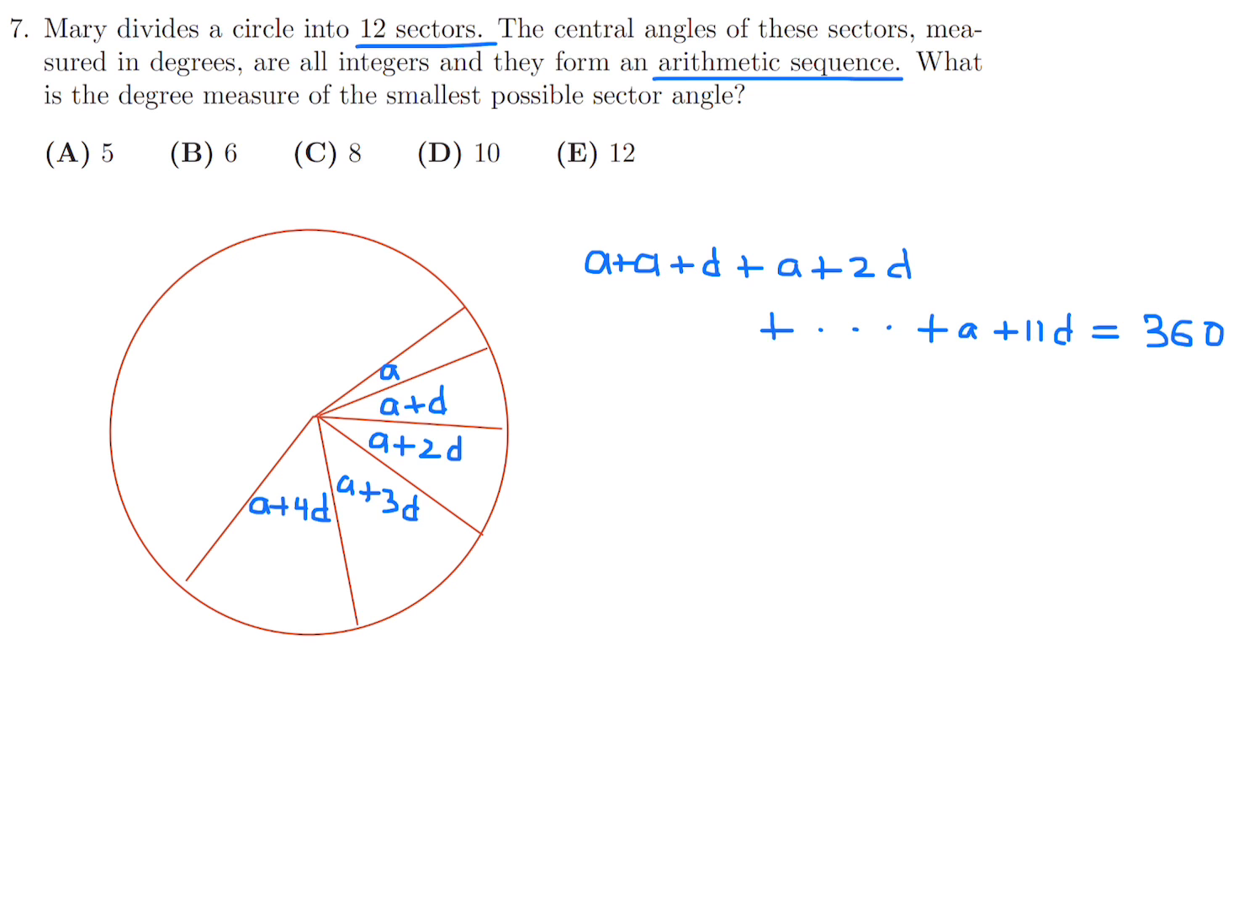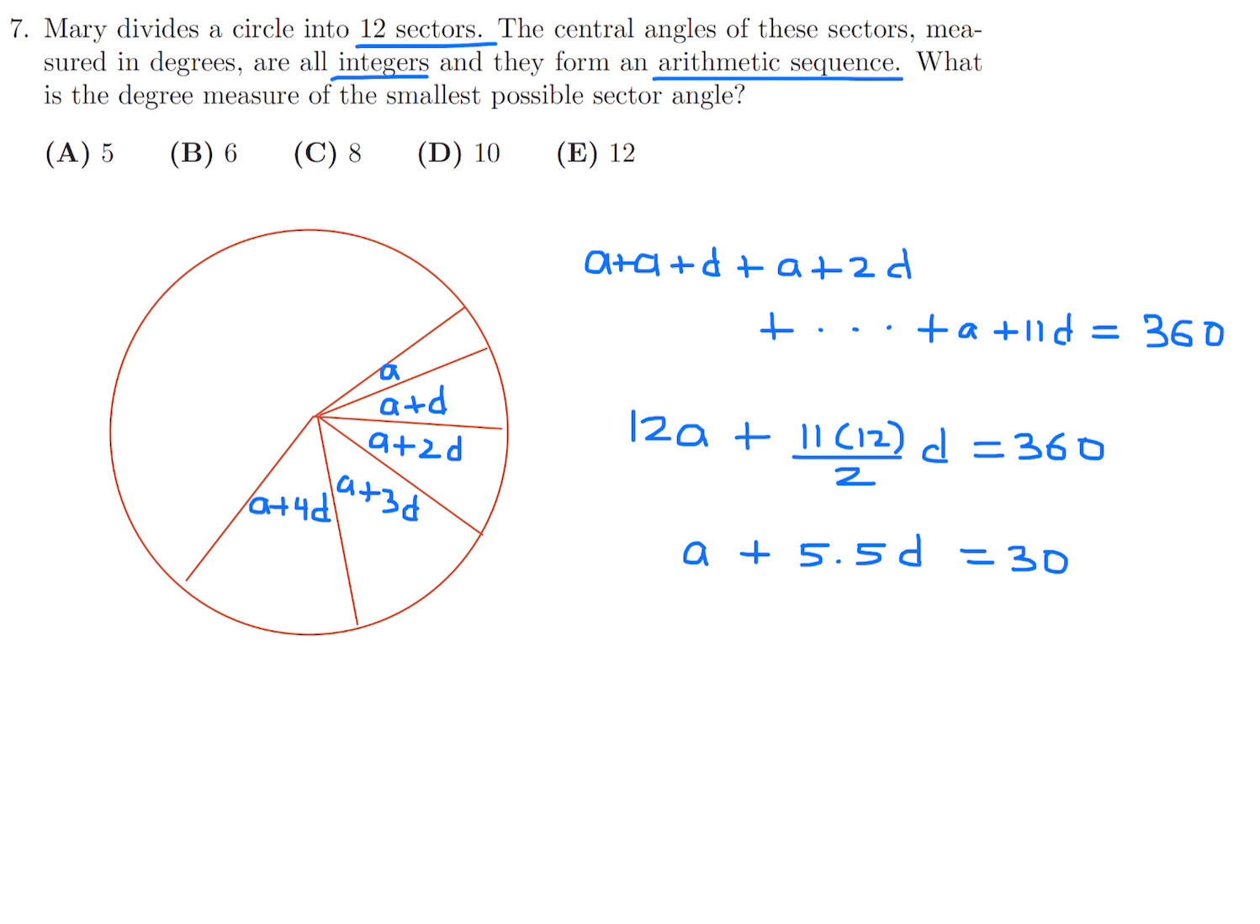So we have to work with this. We're only given one equation. We've got 2 variables, so obviously there's going to be some casework, guesswork. Adding this up, you get 12A, and then you're adding all the numbers from 1 to 11, so it's 11 times 12 divided by 2, times D, is 360. Divide through by 12, and you get A plus 5.5D is equal to 30.